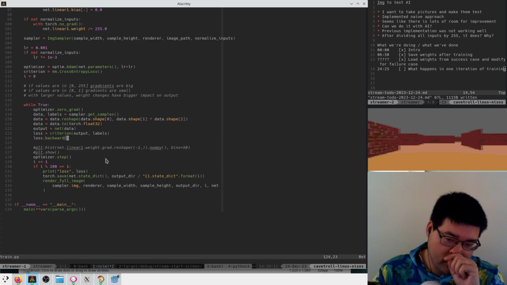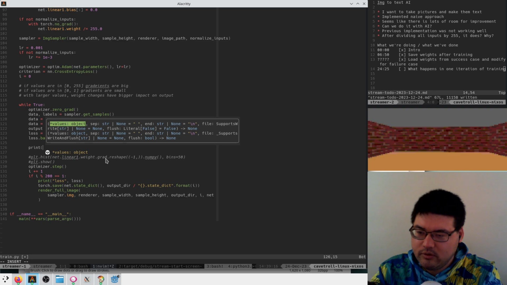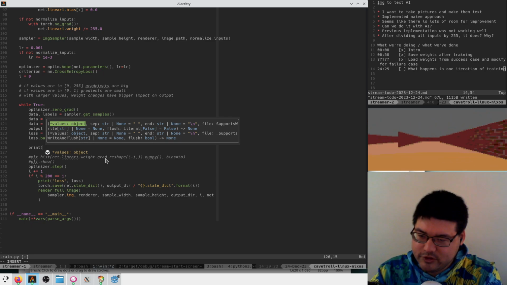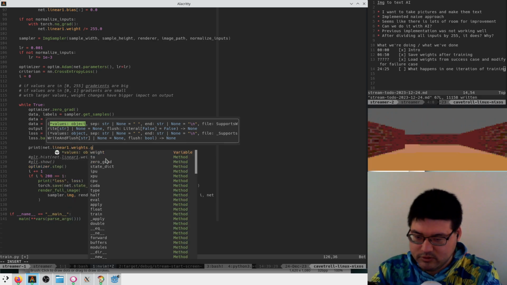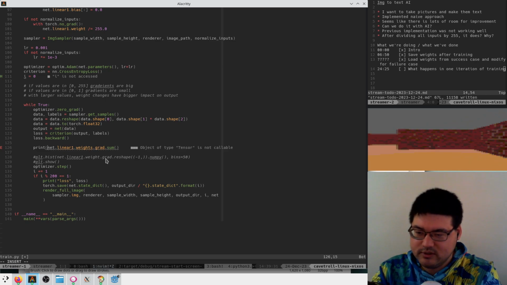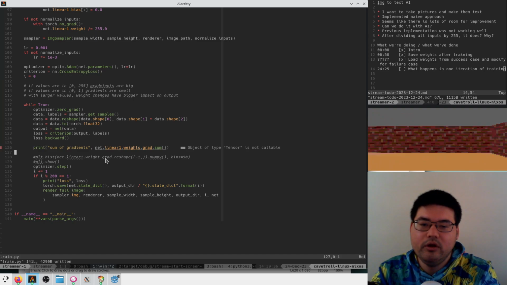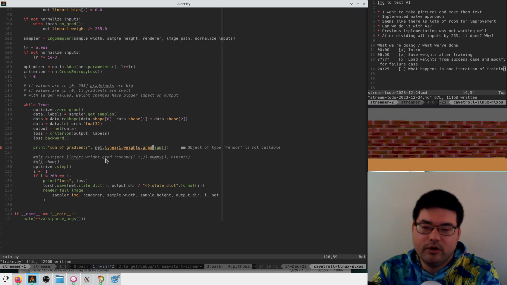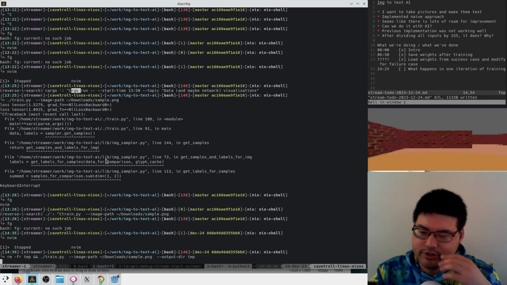Can we show the gradient again? I know that we had it somewhere. We printed the sum of the gradients for our weights. Our network has one linear layer, and it has weights, and those have gradients, and we can sum those up. I know we already did this, but I forgot the scale between the two. Net, linear 1, weights, grad, sum. Okay, it's saying that that's not callable, but I'm pretty sure it is.